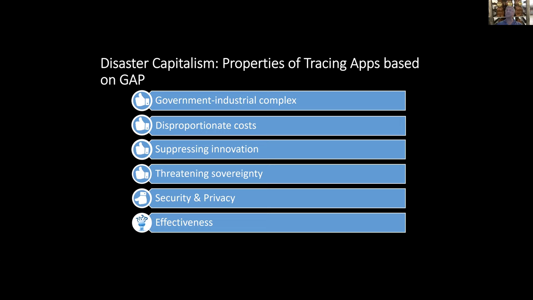It has, at least in Germany, a huge amount of costs. It suppresses innovation because you do not have diversity. There is a huge lobby running here. It threatens sovereignty, and I will come to that. And security and privacy is so-so. And effectiveness, I will come to that as well.